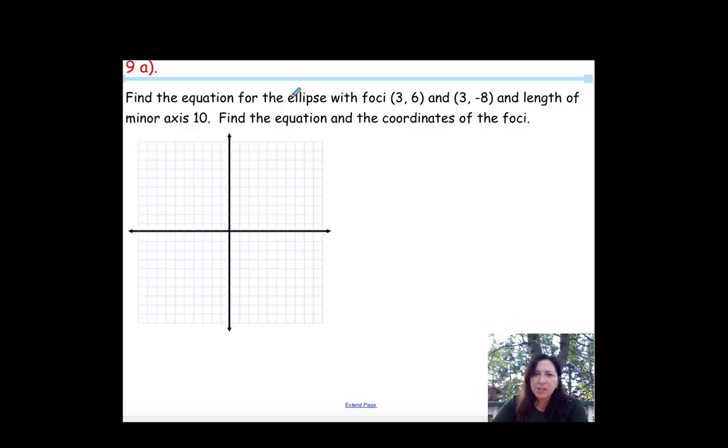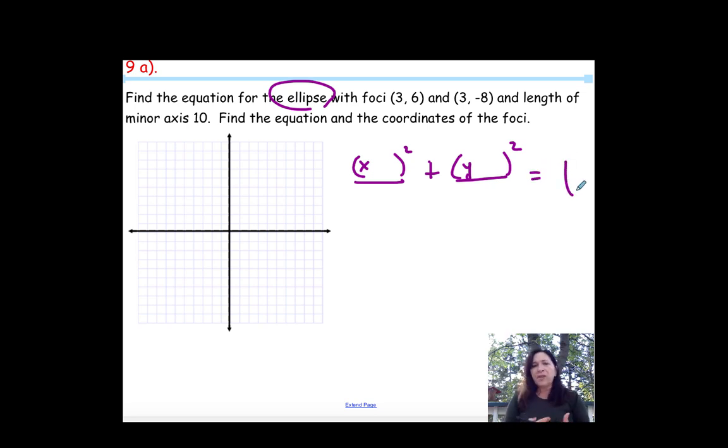This question says, find the equation of an ellipse. Okay, so that's telling me right off the bat that I'm going to have some value here with x plus some value here with y, and then this is going to equal 1. So from the very first sentence, when it said find the equation of the ellipse, I already know this. I also know that my focal points are (3, 6), so I'm going to go over 3 and up 6. So here's one focal point at (3, 6), and then I've got (3, -8), so that's over here, another focal point at (3, -8). So this value here is -8. This value right here is 6.